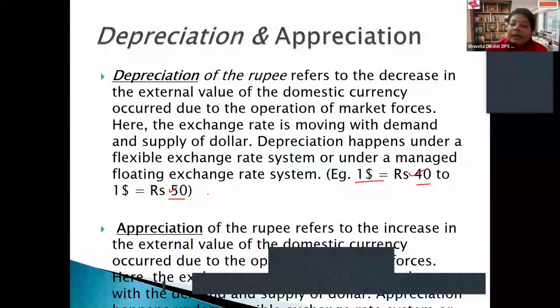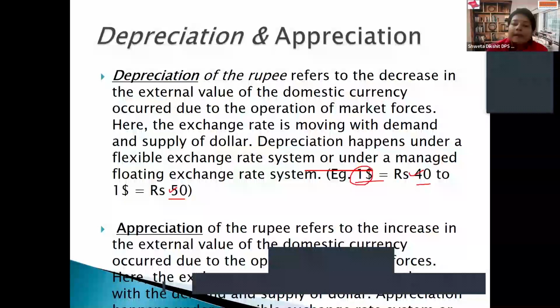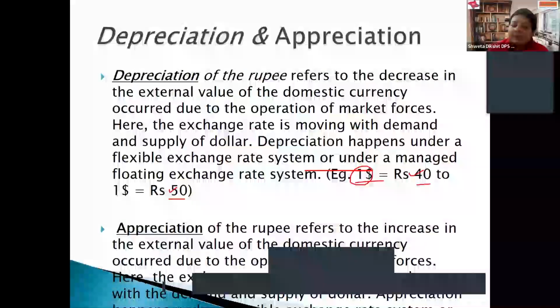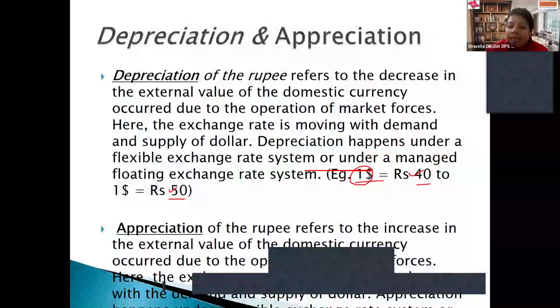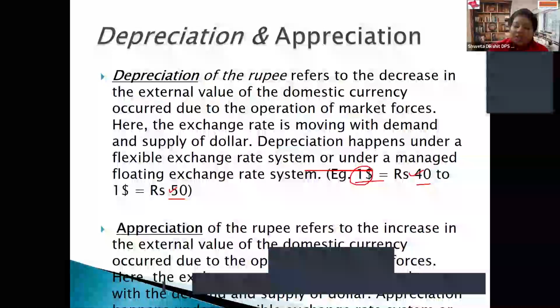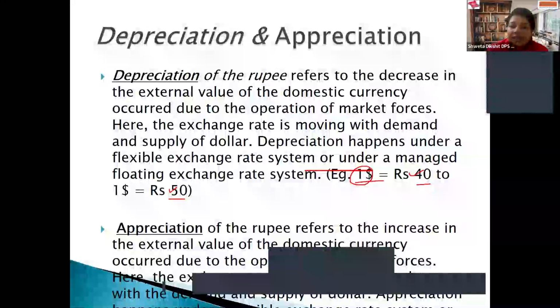Whereas when we are spending more to buy a dollar, that means our USD has been appreciated. I believe that you have understood. I explain it again. Listen to me very carefully. When a particular currency becomes expensive against the other one, it is appreciation. When a particular currency becomes cheaper against the other currency, it is depreciation. I gave you the example.